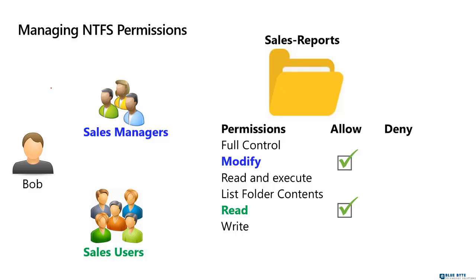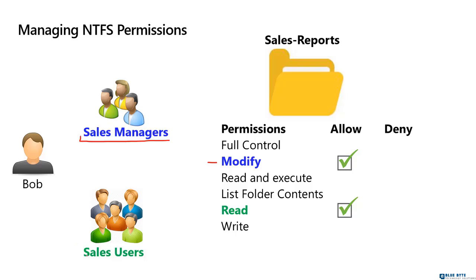Now that we know what the permissions do, we have to understand how they work. So in this example I carved out, this sales managers group has the modify permission for this sales reports folder. So allow modify. We know that means they can create new files. They can read files that are already in there. They can open subfolders. They can even delete files and folders if they choose to.